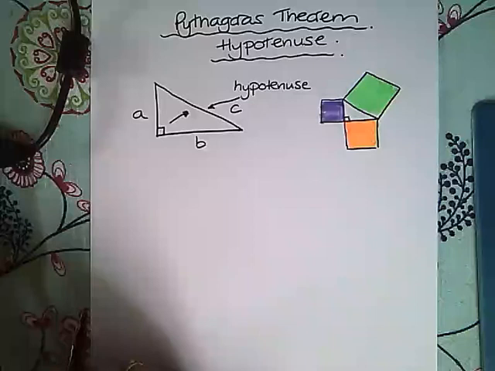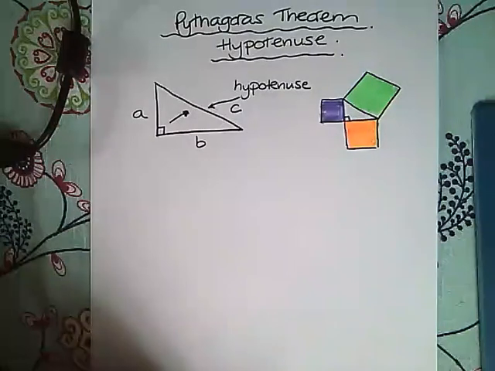And if we think about how we find the area of a square, the area of a square is the length times the length, and because the lengths are both the same, that means that we are squaring the side length to find the area of a square.